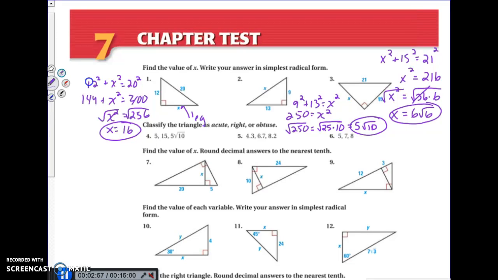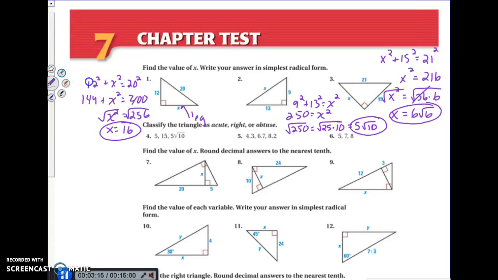Right, 4, 5, and 6, your job is to apply the Pythagorean Theorem converse. If c squared is larger than the sum of the squares of the legs, it's obtuse. If the sides are equal, it's a right triangle. And if c squared is less, then it's acute.